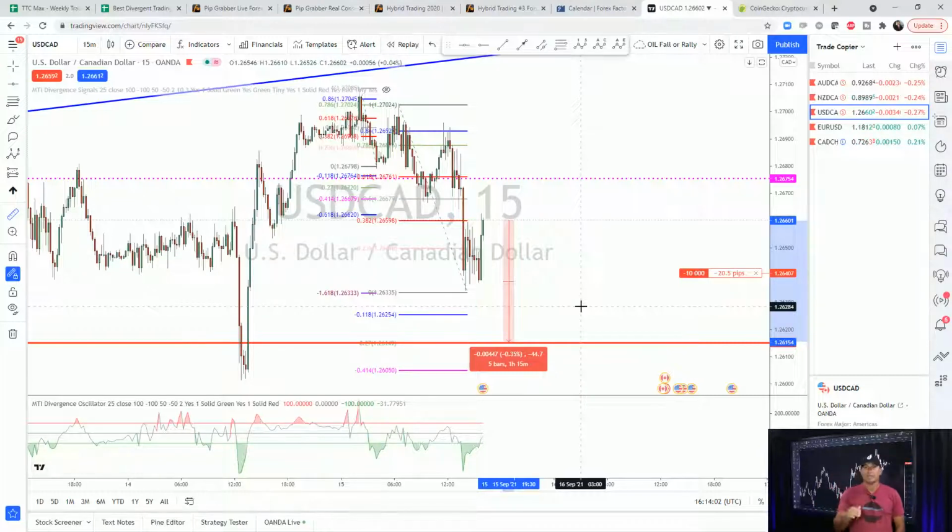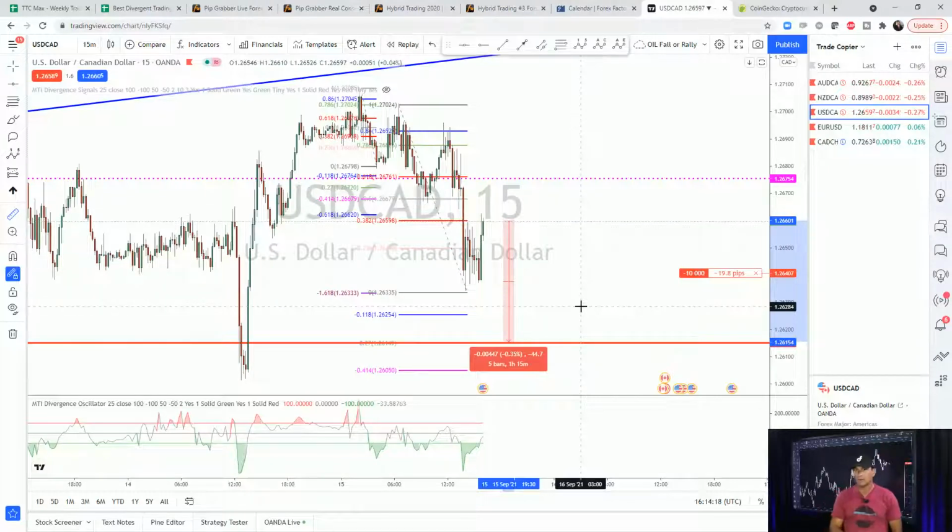Now I'm going to go ahead and say this. If I'm wrong, I'm going to use a cost averaging strategy. Because if price does go back up north, I want to be able to get in on that again and sell it back to my initial entry point and make profit on that trade.